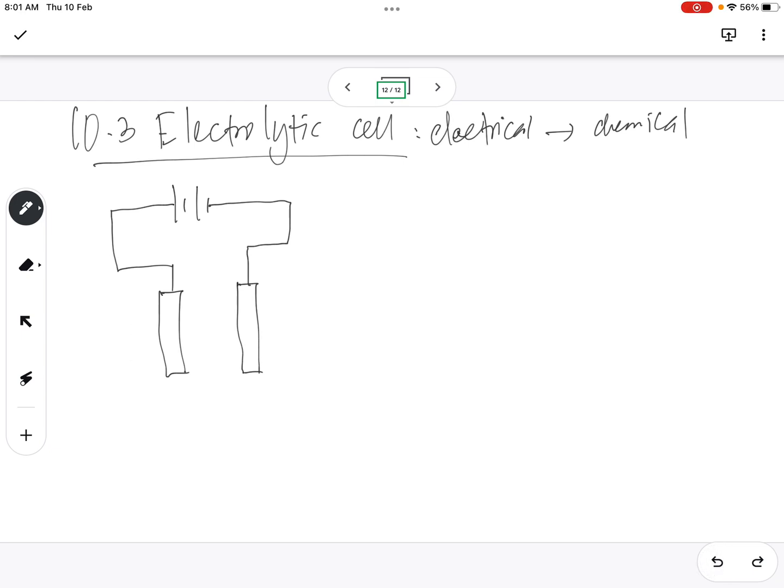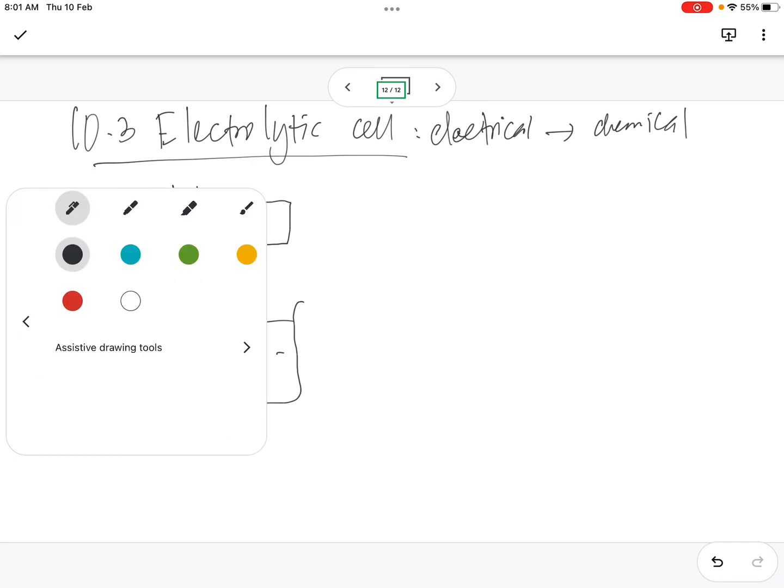Okay. So I just roughly draw the diagram. Alright, so kita label dulu.